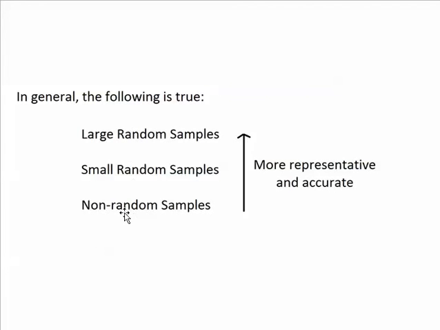If you want to use quotas, what you have to do is you first have to find out what the population percentages are, and then set a quota for your sample to match those population percentages. And that can be difficult to do because you typically don't know what those population percentages are. So I said that quotas can help you get a more representative sample, but it's actually often difficult to do because you don't know what the population percentages are.